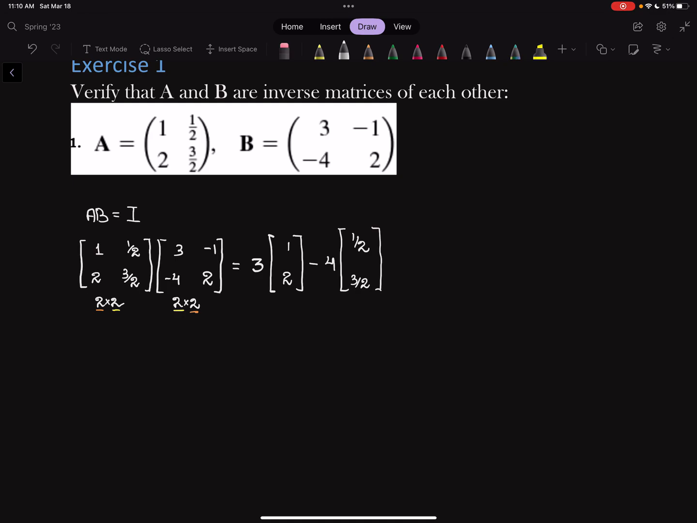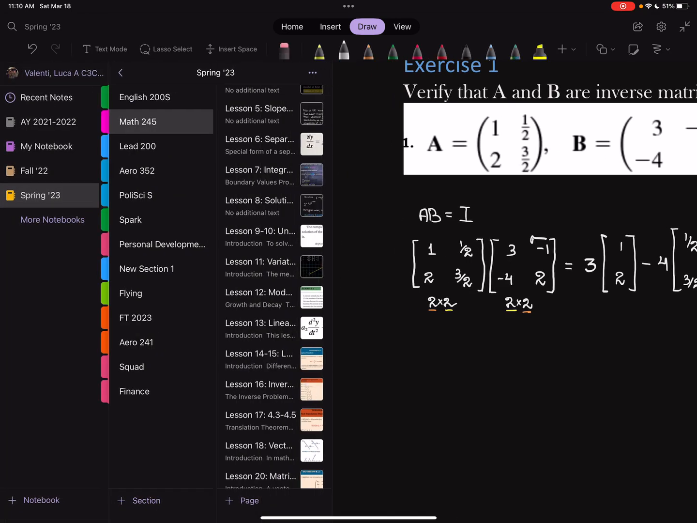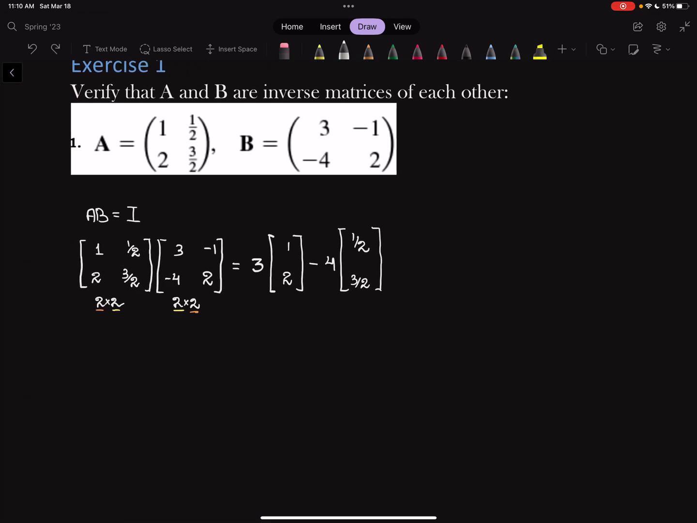So now we look at the second column, and now we look at this guy. We're going to say -1 times 1, 2, this vector right here. And then we have 2 times the second vector, which is 1/2 and 3/2. And we close this as well.